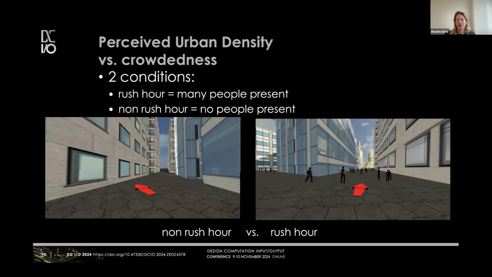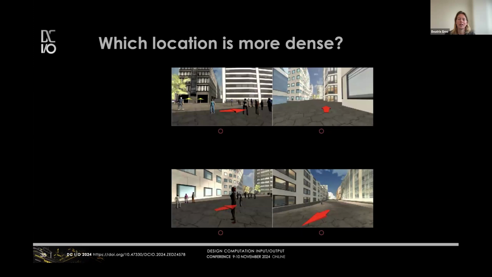So I chose an area of Zurich that's been newly designed. It's right next to the main station, and so it has a fluctuation of people at rush hour. It's full of people, and then that dies down in off-peak hours. And we actually created our own virtual model of this area because there wasn't one, and that's something I also wanted to offer in this lecture. And what participants did is they navigated through the virtual model and they rated which location is more dense. And sometimes there were people there, and there was a condition with people, and there was a condition without people.